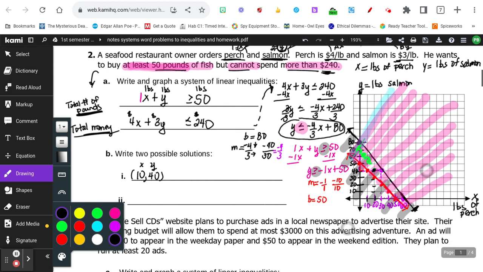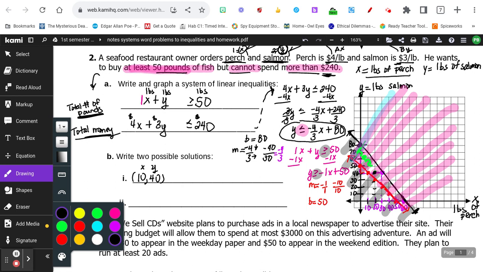And on the X-axis, it dealt with the pounds of perch. So I can buy 10 pounds of perch. And I could get 40. No. Let's see. 40 is the Y. So there'll be 40 pounds of salmon.